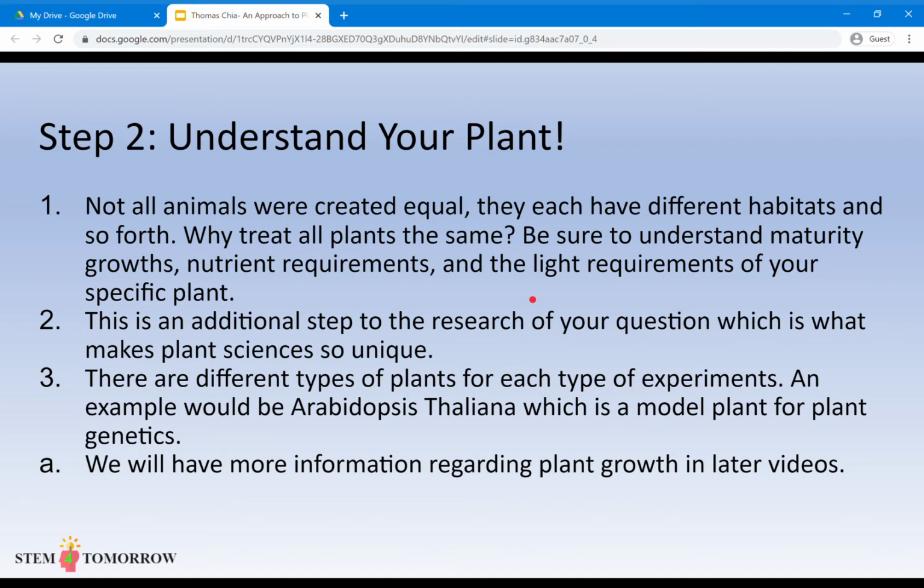An example would be Arabidopsis thaliana, which is a model plant for plant genetics. Another example would be tobacco, which is also another model plant for plant genetics. We will have more information regarding plant growth in later videos.